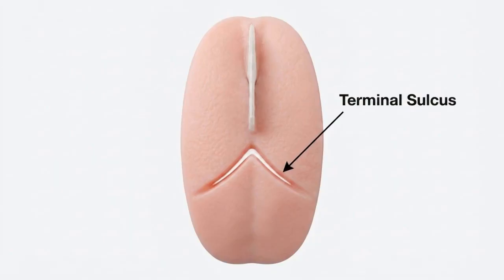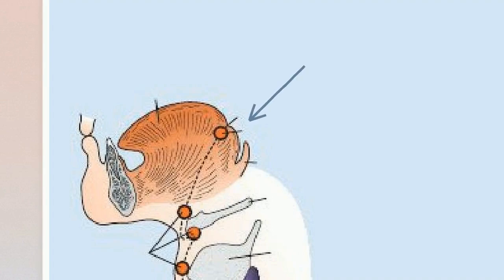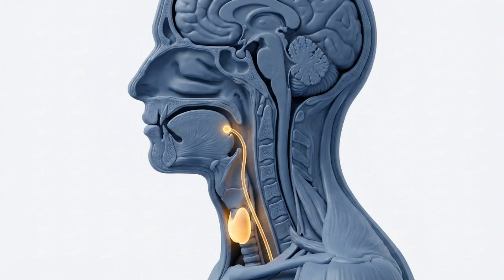The boundary where the 1st arch tissue meets the 3rd arch tissue is marked by a V-shaped groove, the terminal sulcus. At the precise apex of this groove lies a small pit called the foramen cecum. This site is the embryological point of origin for the thyroid gland. From this point at the base of the tongue, the thyroid primordium descends through the neck via the thyroglossal duct to its final position in front of the trachea. The tongue's surface anatomy serves as a permanent anchor point, marking the initial site of the body's primary metabolic gland.